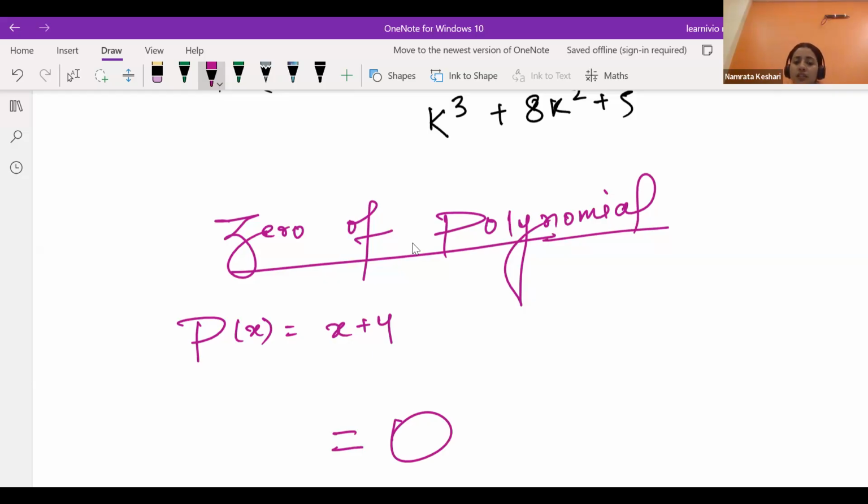Yes, Pranav, I have discussed. Yes. Okay, when you take -4 as the x value, automatically you will see -4 plus 4 is 0. So we will say x equals -4 is the zero of the given polynomial. This concept is really, really important.